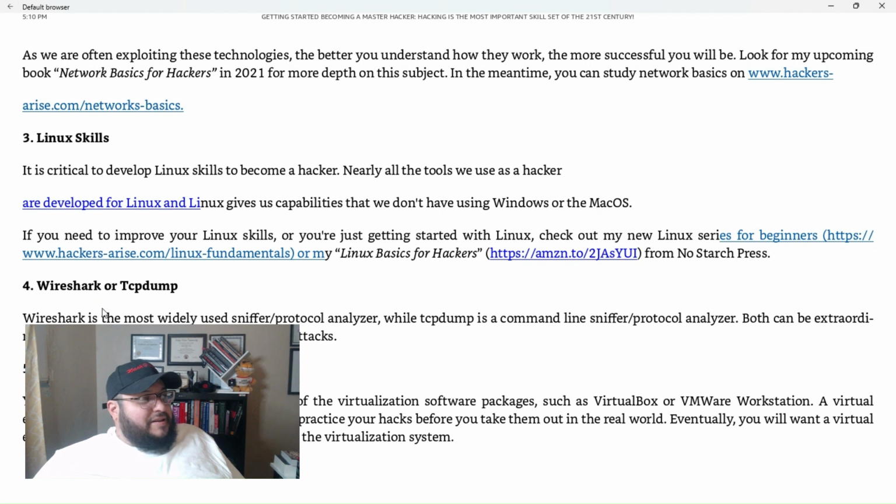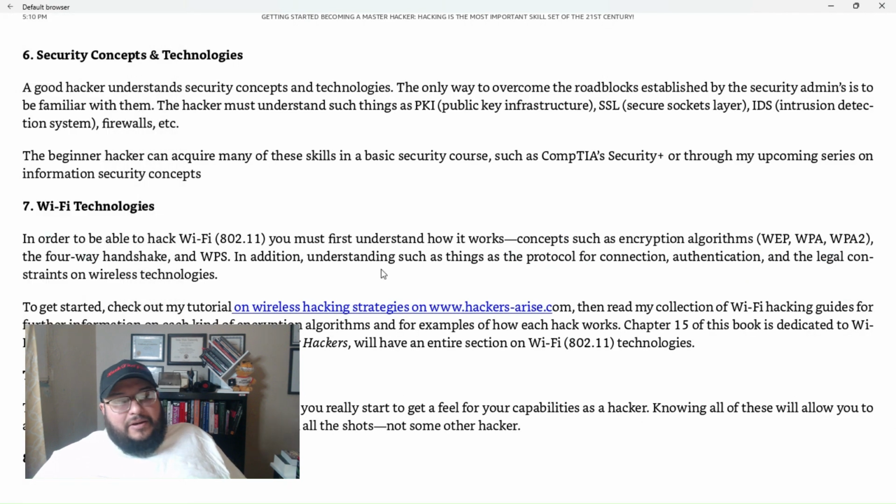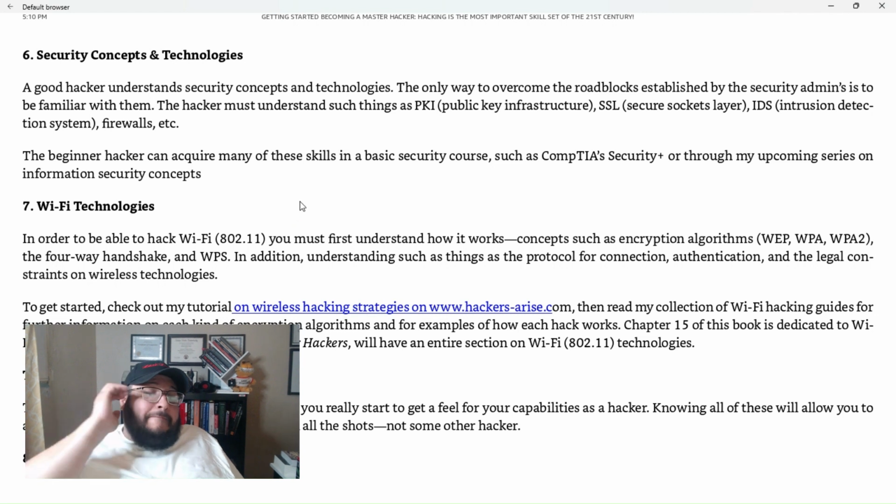So Wireshark or tcpdump, you're going to use that in the book. I don't know why it says you need to know all this stuff beforehand. Virtualization, yes, you're going to need help setting up your virtual network, because it's very complicated if you have no idea what you're doing. Even if you've used virtual machines before, setting them up and downloading them all is very confusing. And so that's why you need videos like mine or other videos where they show you how to set it up. You'll be all right. You'll get through it. Might take you a little bit, but you'll get through it. Security concepts and technologies, Wi-Fi technologies.